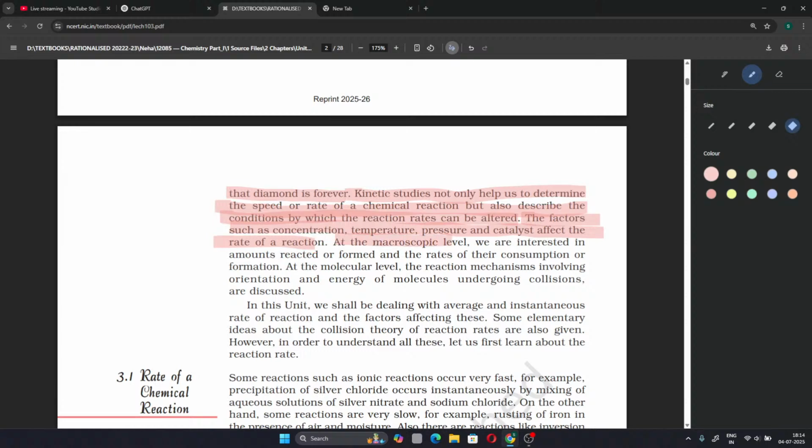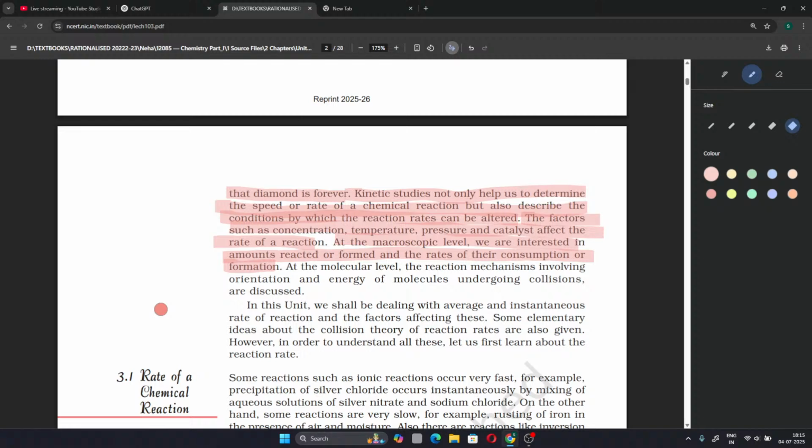At macroscopic level, we are interested in amounts reacted or formed and the rates of their consumption or formation. At the large scale, we are not talking about molecules here, we are talking about amounts of substances, kg, grams. When the reaction is going on, we care about how much is getting consumed and how much product is getting formed.